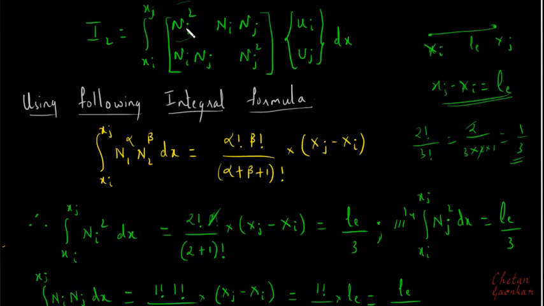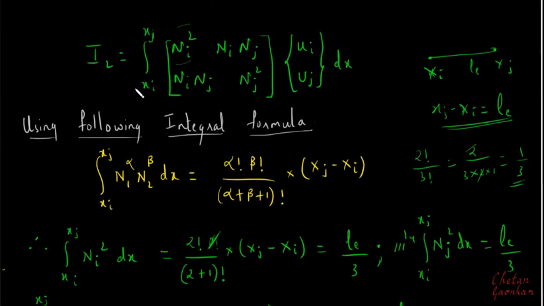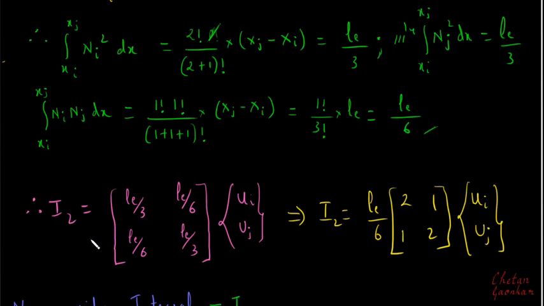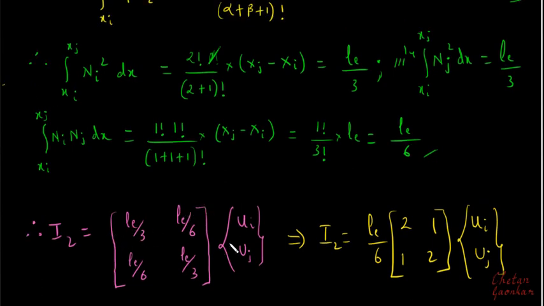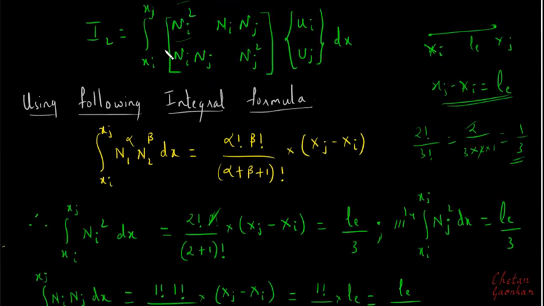So I have now got the values of all these terms. This will be le by 3, le by 6, le by 6, le by 3. So if I substitute all this here, I will get this I2 as this times ui uj. Since I had used this integral formula, I could very quickly evaluate these terms.